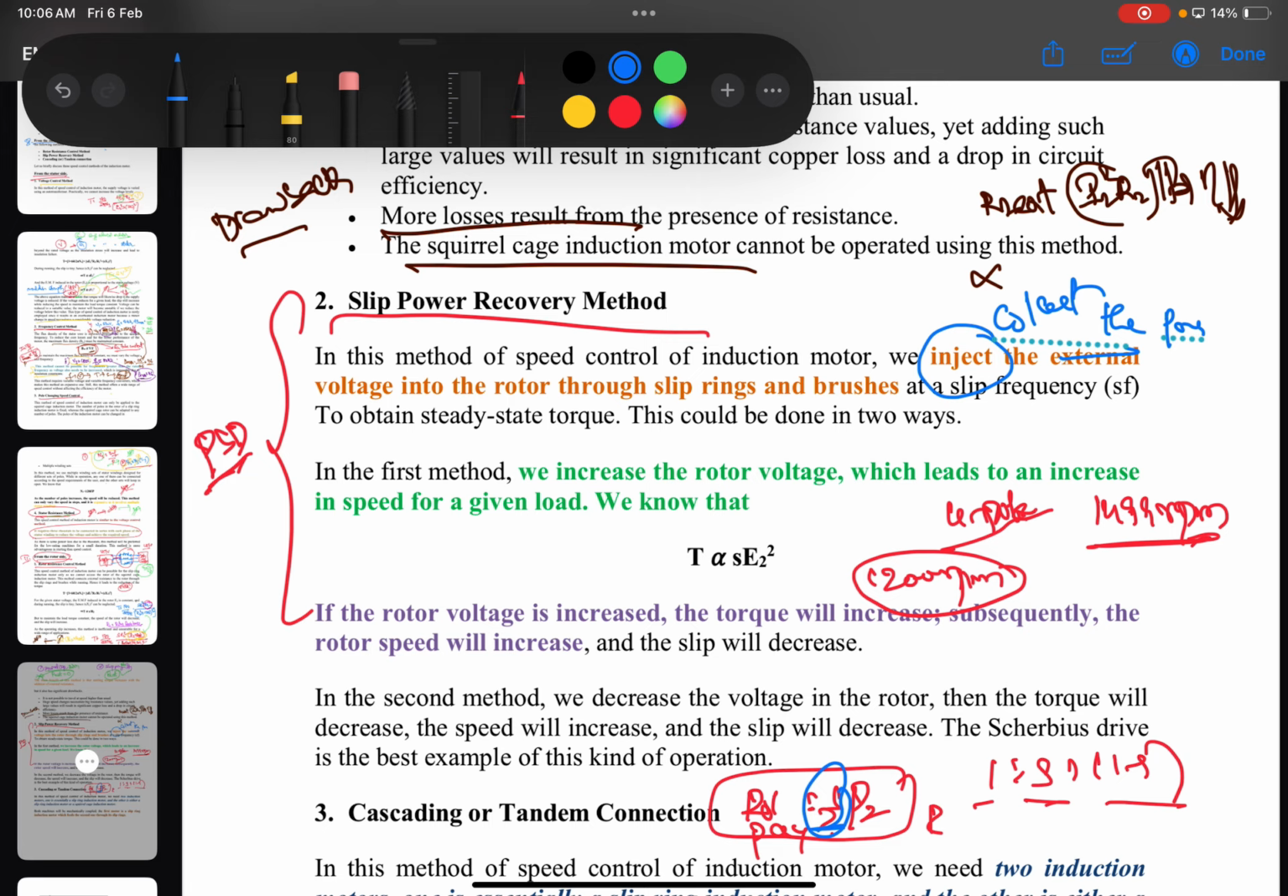Now, what is slip power recovery? You have to explain it for a 2 marks question. Slip power recovery is nothing but, if you want you can note down, the motor which is capable of operating at maximum speed. Will you write or is it enough? There is no need. The motor which is capable of operating at maximum speed.